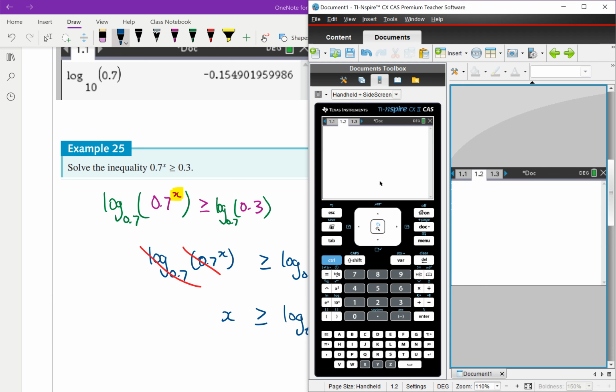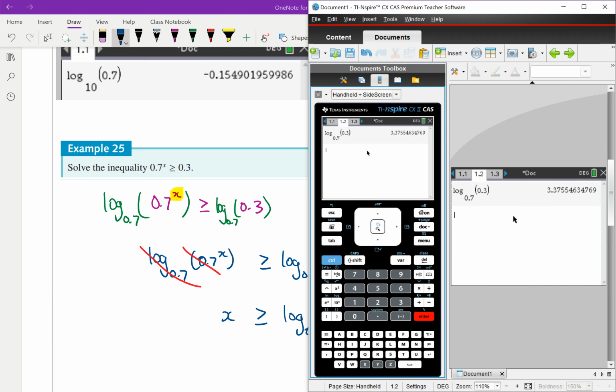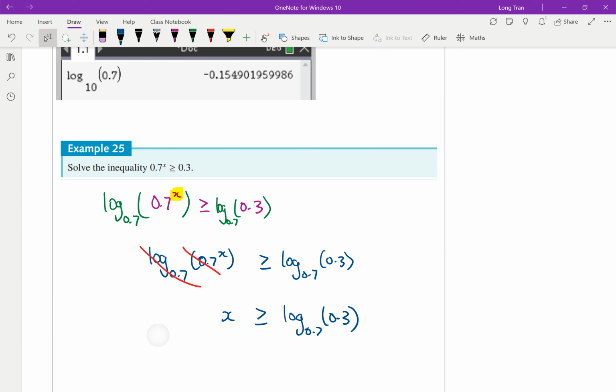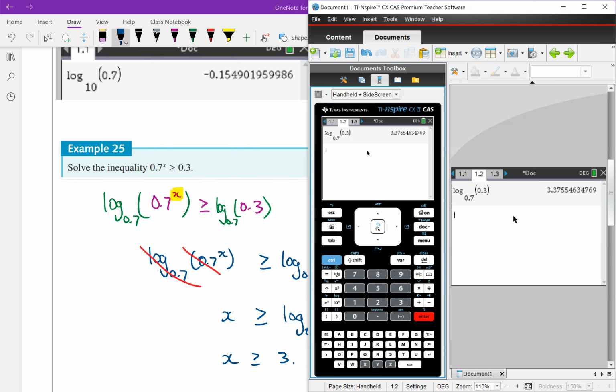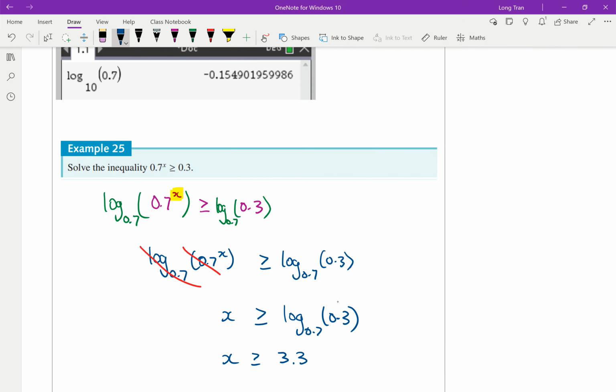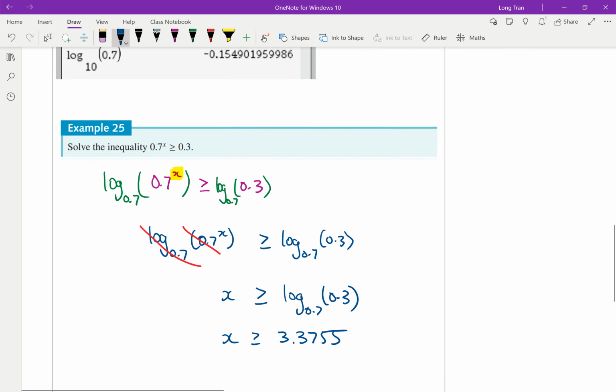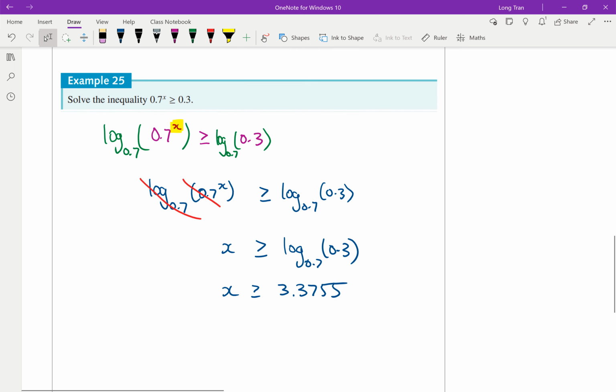Don't look at the solutions there. If we do this now, what is the log base 0.7 of 0.3? The answer is 3.375. So you would then have said x is greater than or equal to 3.375. Okay, that's already wrong. And why is this wrong?